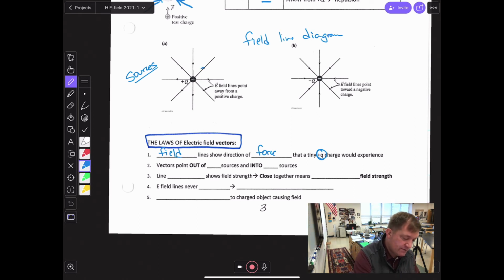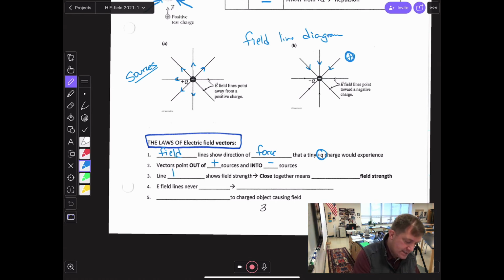So look at these vector arrows. They are all pointing outward on the positive. They are pointing inward on the negative. And you ask yourself, yeah, that makes sense. What would a positive experience if it was dropped into the region around a negative? It would be drawn inward. And so that's how we draw the field lines. They come out of positive and in toward negative. Okay, so let's say that again. Vectors point out of a positive source and in toward a negative source.